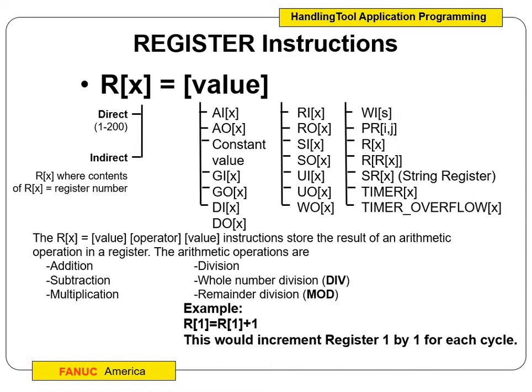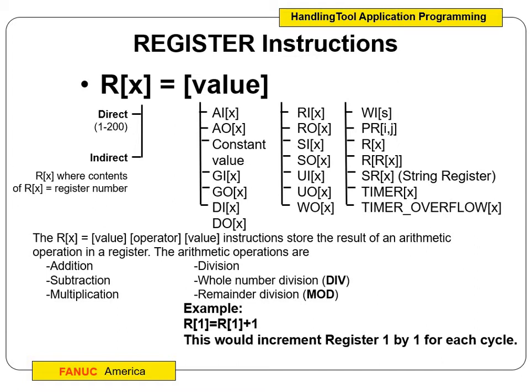Okay, so we can use RI, RO, SI, SO. Okay, user input, user output. Okay, work overflow, output, register input, register output. All those different things that we can go through and store data in here. So we can use this to do different counting.